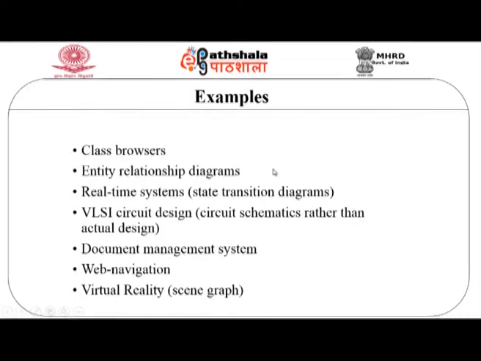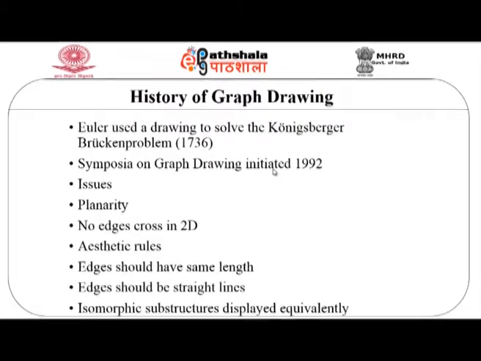Some of the examples of graph visualizations are class browsers, entity relationship diagrams, real-time systems, that is in the case of state transition diagram, VLSI circuit design, circuit schematics rather than actual design, document management system, web navigation and virtual reality, which is a scene graph.